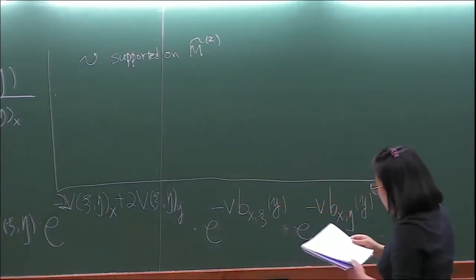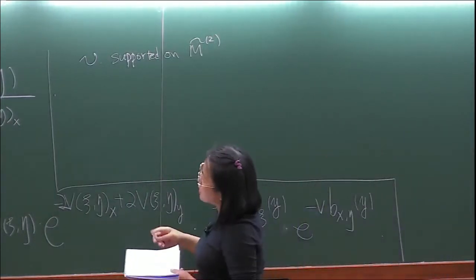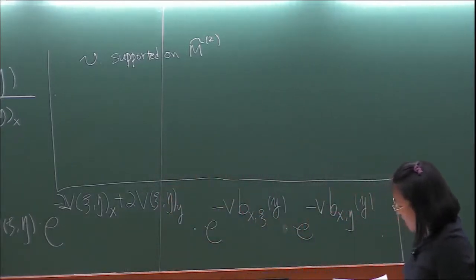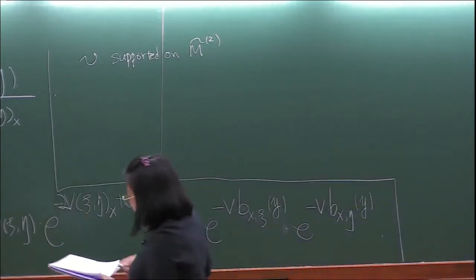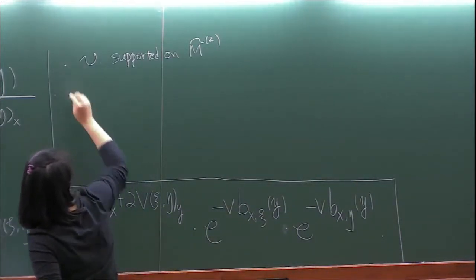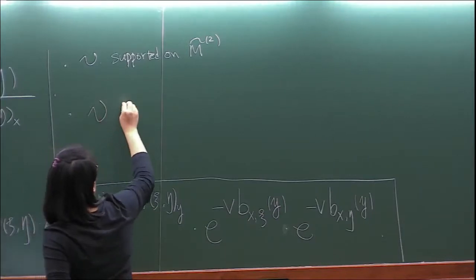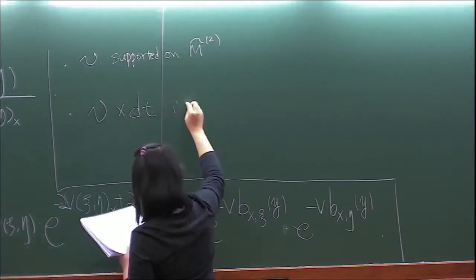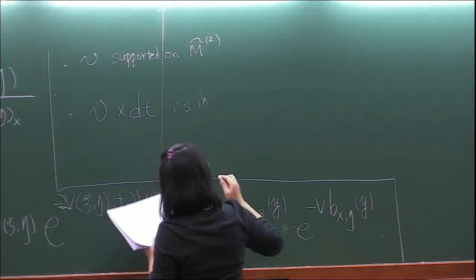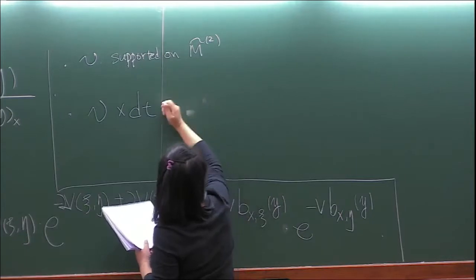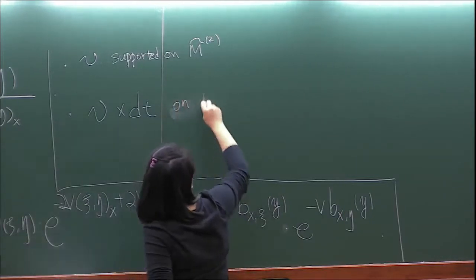Put it on this one, and because this new x is continuous, I mean has no atoms. Okay, and now I want to claim that actually this nu times dt is invariant. So now this is on M.